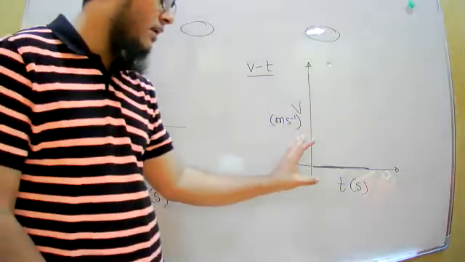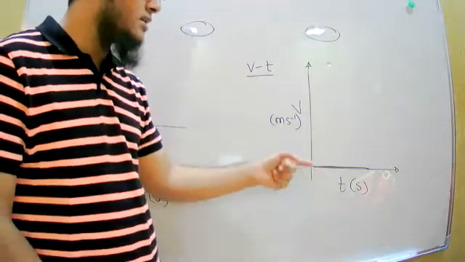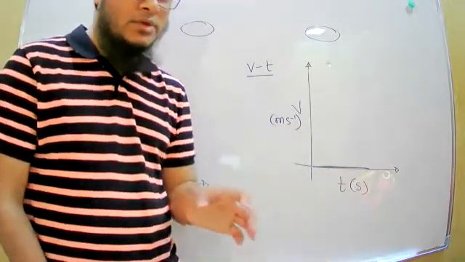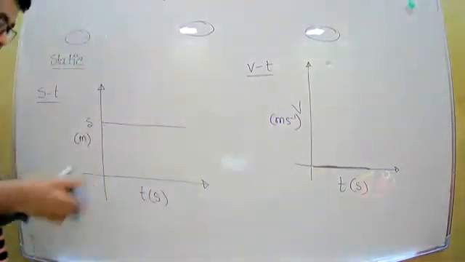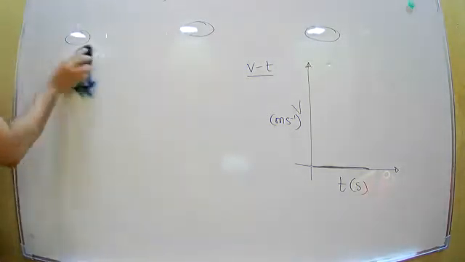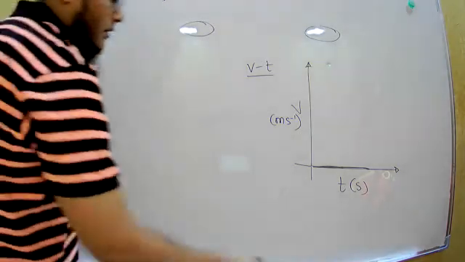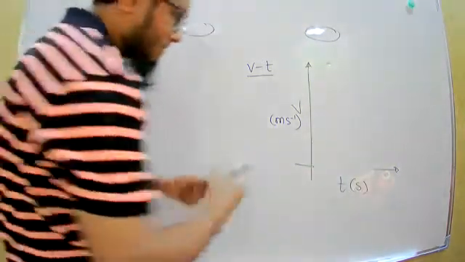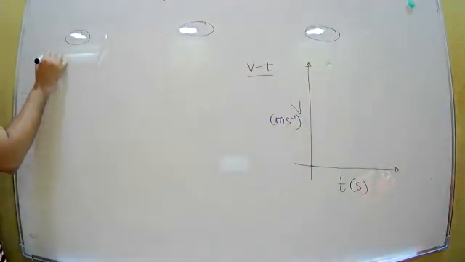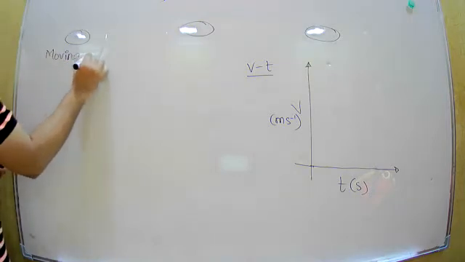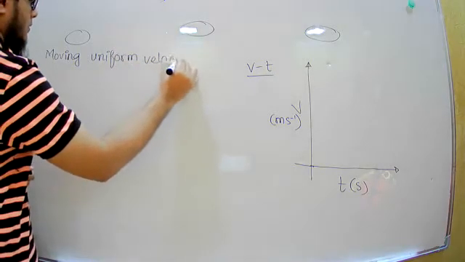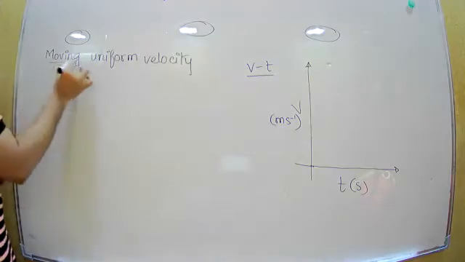Whenever you are given a velocity versus time graph, and you see that the line is along the x-axis, you have to understand that the velocity is 0, and that is why we can say that the body is static. Now let us take a look when the body is moving with uniform velocity.